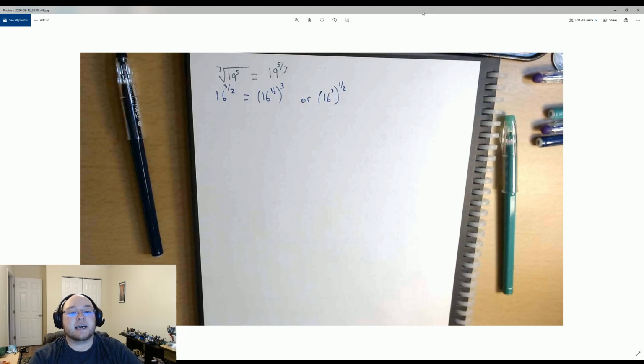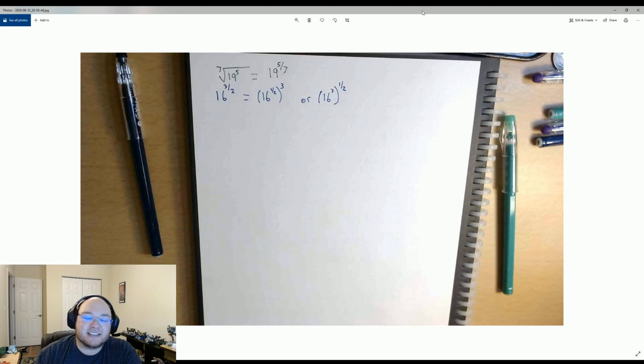Now, sometimes you can use this to make things nicer. So 16 to the 3/2 power. Whenever these are happening, you can break it up in 2 ways. So 16 to the 1/2 to the 3rd power, or 16 to the 3rd power to the 1/2 power. And we should know a 1/2 really means a square root.